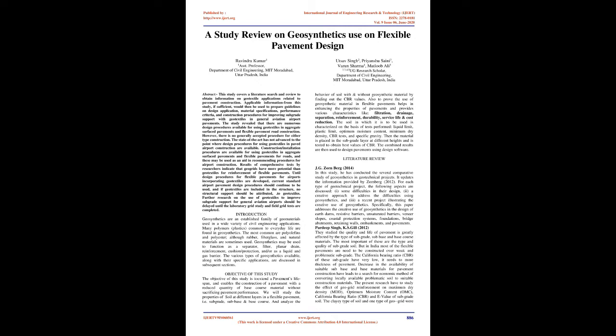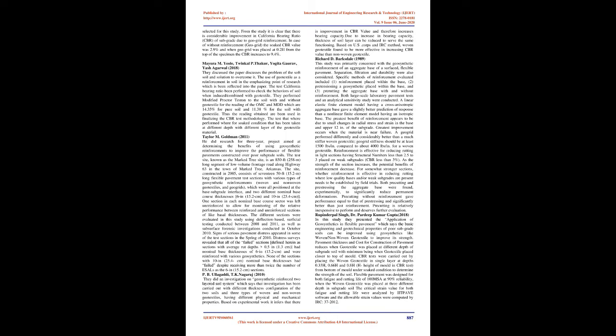embankments, and pavements. Pardeep Singh, K.S. Gill, 2012. They studied the quality and life of pavement, which is greatly affected by the type of subgrade, subbase and base course materials. The most important of these are the type and quality of subgrade soil. But in India most of the flexible pavements need to be constructed over weak and problematic subgrade. The California bearing ratio, CBR, of these subgrades is very low, so it needs more pavement thickness.